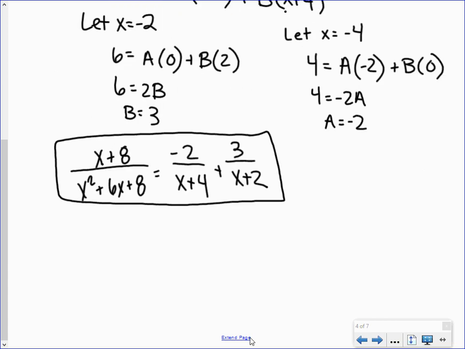And I have partial fraction decomposition. If I were to test to see if I were right, I could, on the right side here, multiply this first fraction by x plus 2 over x plus 2, multiply the second fraction by x plus 4 over x plus 4. I'd have the same denominator, and then when I clean up my numerators, they should equal x plus 8.